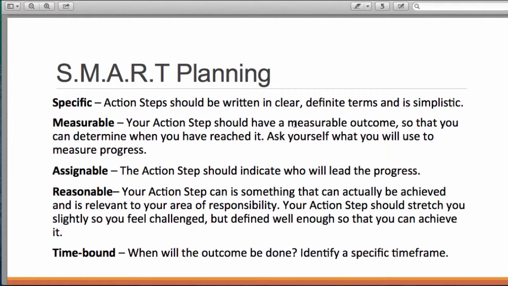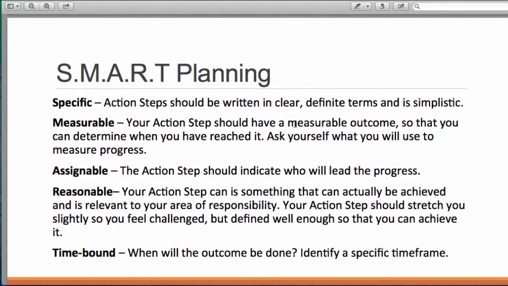We apply the acronym SMART when we talk about the development of action steps as a guideline to help you create action steps that are going to be effective. Action steps that you'll be able to work with in the future, and again, action steps that are not resource requests. An action step should be specific as much as it can be, written in very clear and definite terms, and it should be measurable.